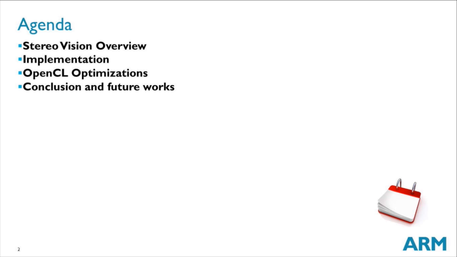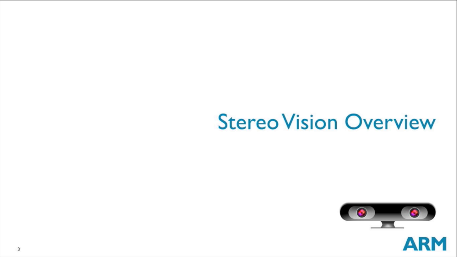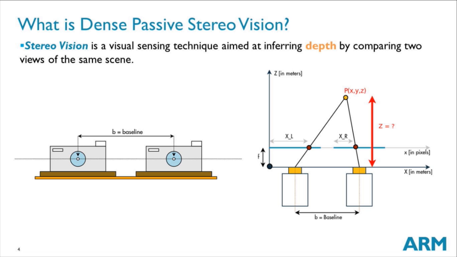Before jumping into the full details of the OpenCL optimizations, which concern the main part of this presentation, I would like to give you a brief overview of stereo vision. In particular, I would like to say something about what stereo vision is, why it is useful, and the implementation adopted. After that, we arrive at the OpenCL optimizations. At the end, the conclusion and future work will be shown. Let's start with the stereo vision overview.